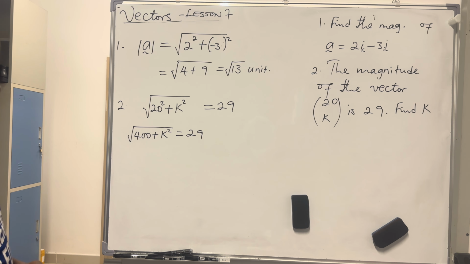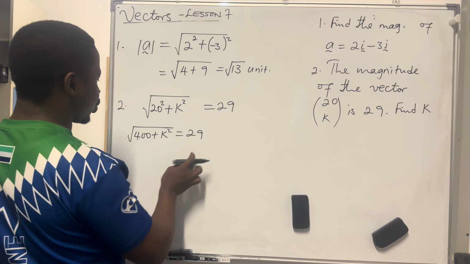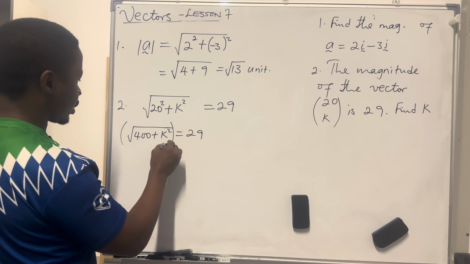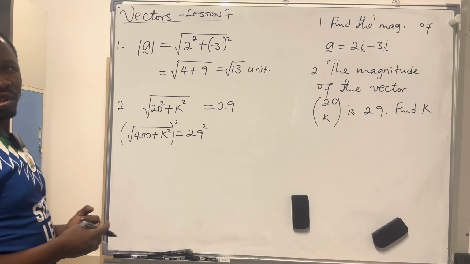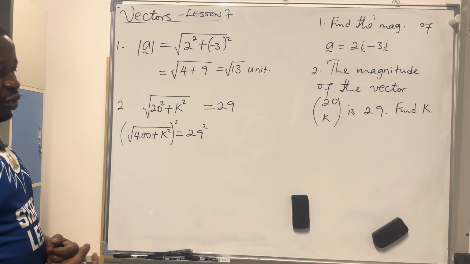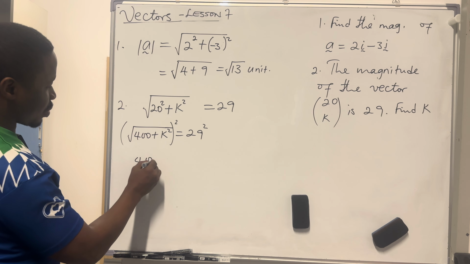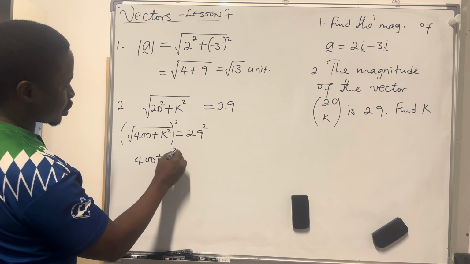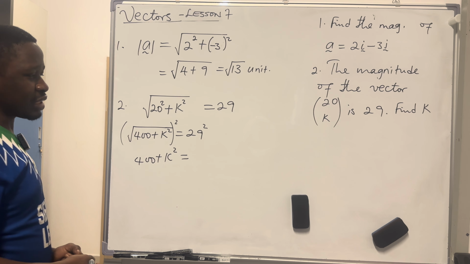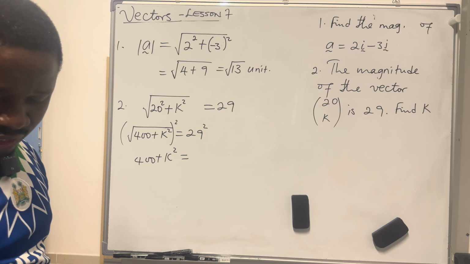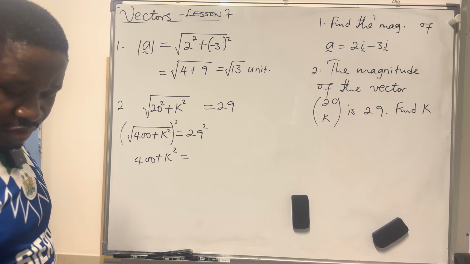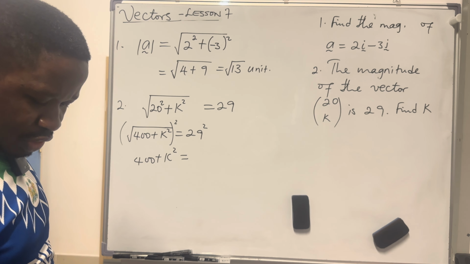So what is next here? We are now in surds. One term. So we square both sides. When you square a square root, the square root will go away. So we have 400 plus k squared, which is 29 squared. What do we get for 29 squared?